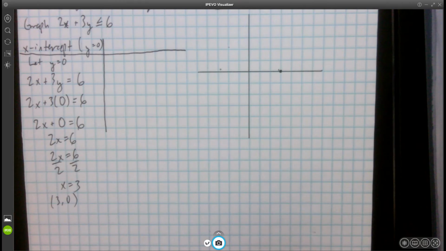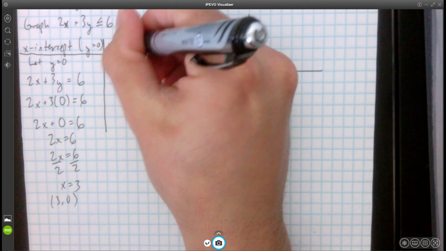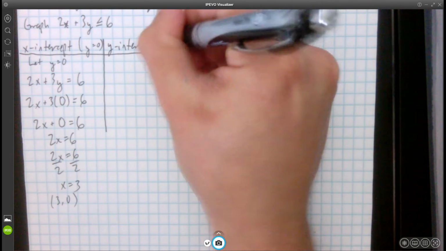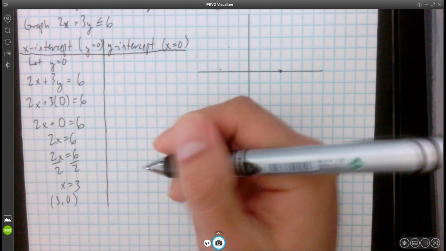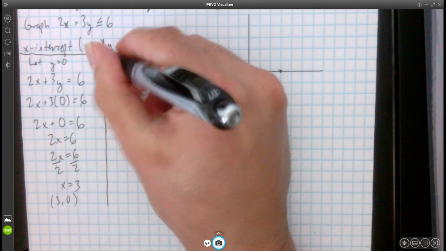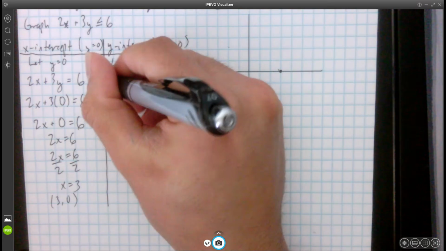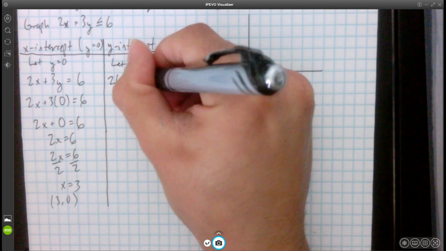Now I'm going to find my y-intercept. That is the value of y when x equals 0. In a similar manner, I'm going to solve for y. So I'm going to let x equal 0, and it's going to be 2 times 0 plus 3y is equal to 6.